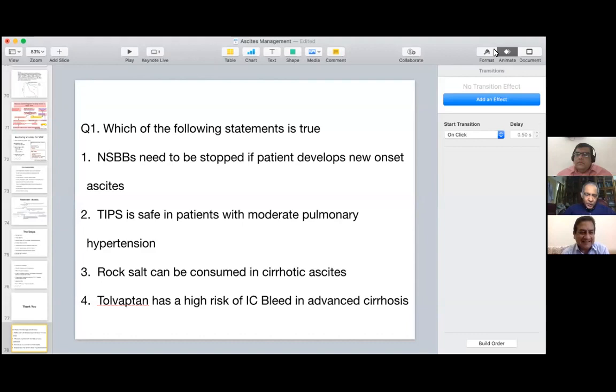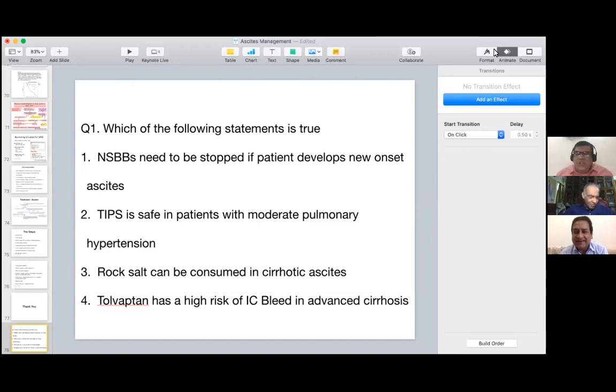Any answers, Govind? Are you waiting? Yeah, Dr. Govind Makaria can answer, because I know he has done a lot of work on this. No, so we have the answer to the question from the poll for the audience. 87% of people say tolvaptan has a high risk of GI bleeding. 30% say non-selective beta blockers need to be stopped, and likewise. So any comment on that, Akash?